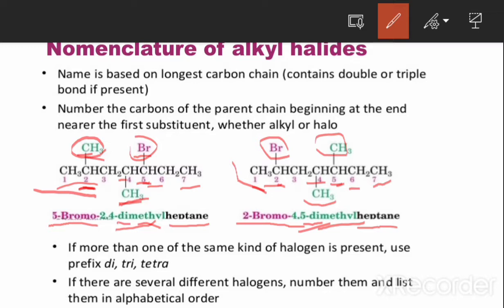So there are four halogens that are mostly used: fluorine, chlorine, bromine, and iodine. And if the chain contains all four halogens, we will name them in alphabetical order. Basically, bromine will come first, then chlorine, then fluorine, and the last one is iodine.